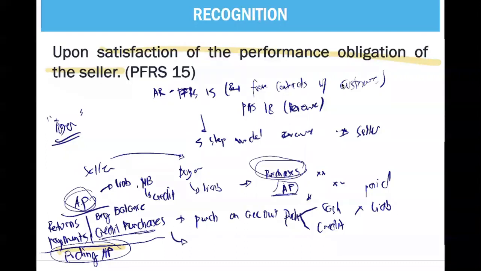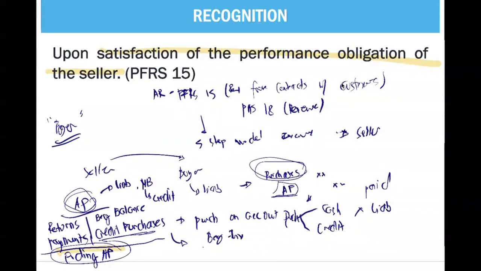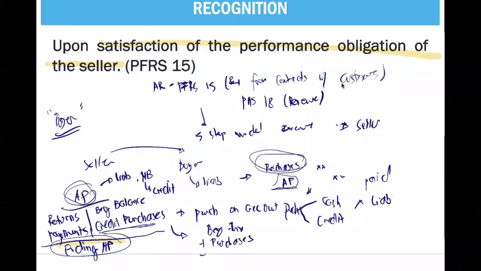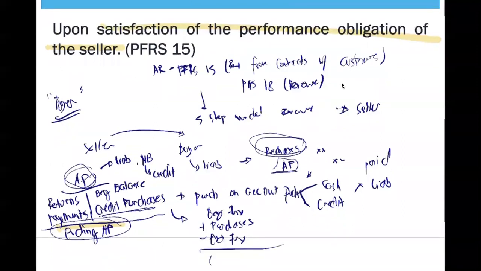Now, how do we get your credit purchases? This is based on your cost of goods sold. Again, how do we get it? We have your beginning inventory plus your purchases, less ending inventory, we have your cost of goods sold. So to compute for your credit purchases, you need to work back and get the purchases here.